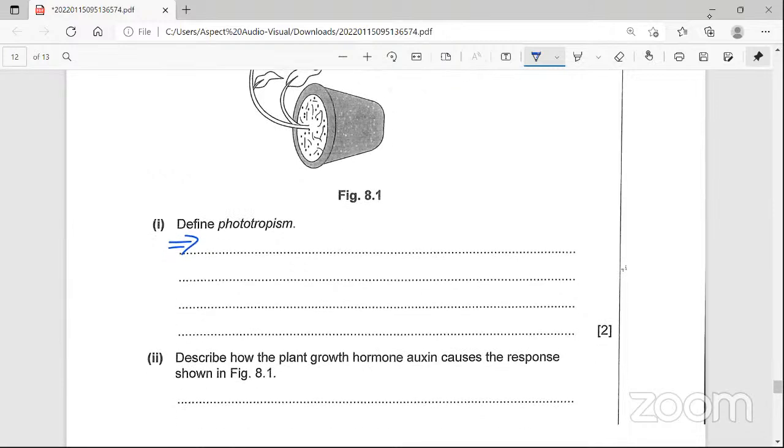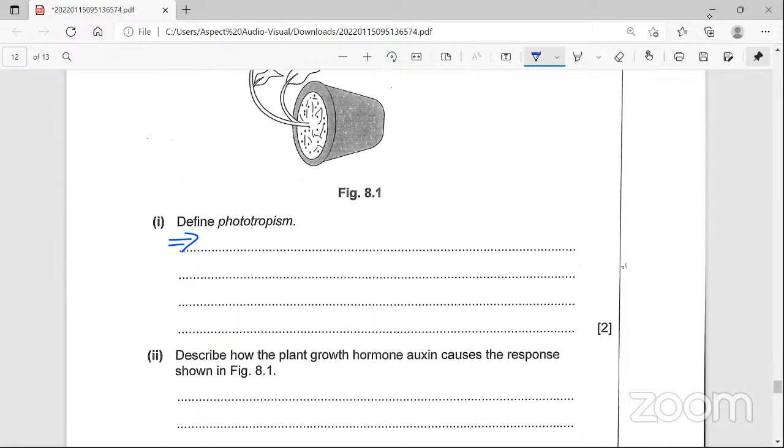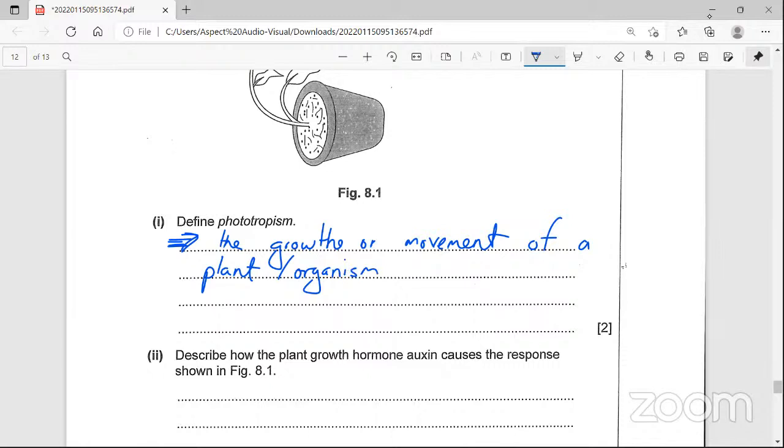Yes, it is the sensitivity to light. Sensitivity to? Right. But then how do you better put it? The growth or movement of a plant or organism. Yeah. There are some that can respond to light, like fungi.